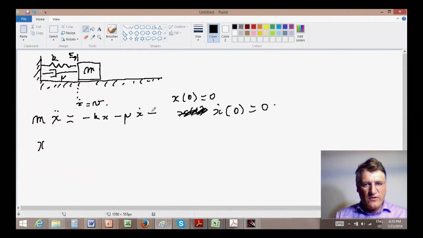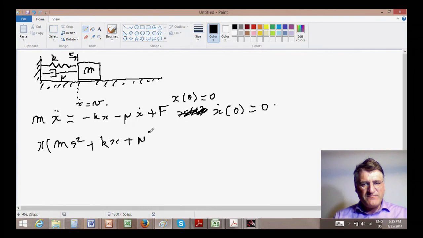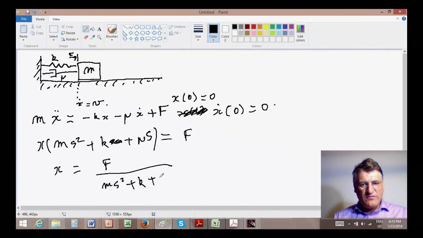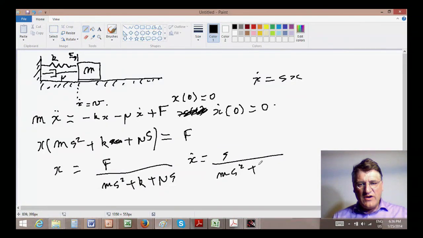x times, oh, and I forgot the force, F. So we get that x times (ms squared plus k plus mu s) is equal to F, which leads us to x is equal to F divided by (ms squared plus k plus mu s). Now since we're interested in x dot, we have that x dot equals s times x, and therefore x dot is equal to s divided by (ms squared plus k plus mu s) times F.